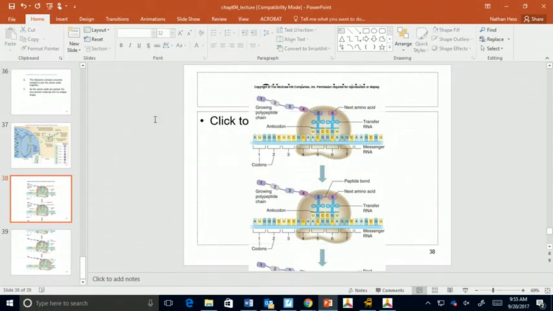An amino acid. We're trying to line up these amino acids in a nice, specific chained order. Some questions?